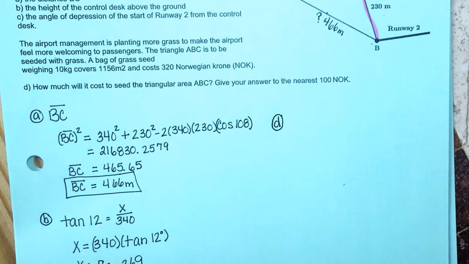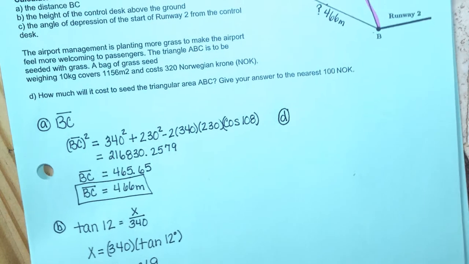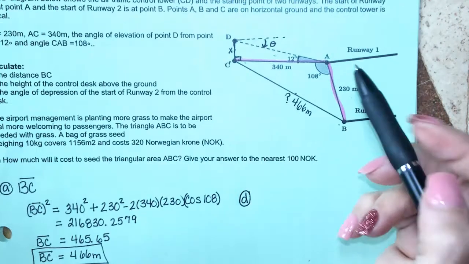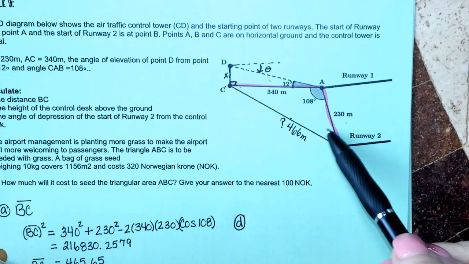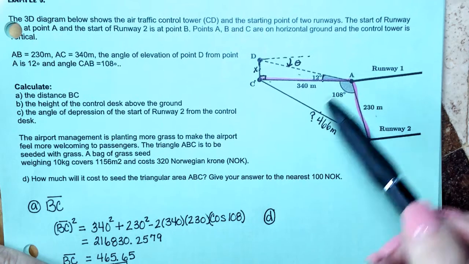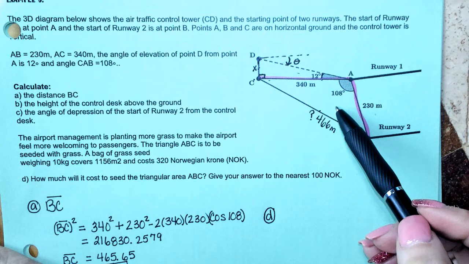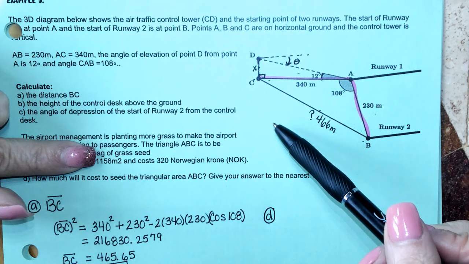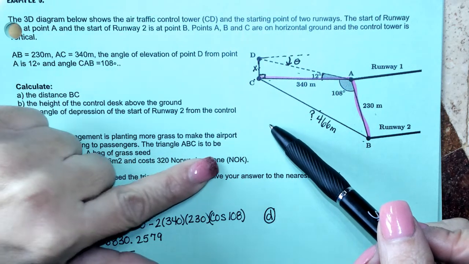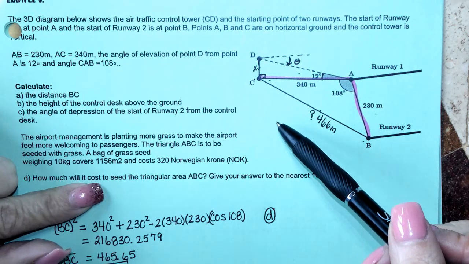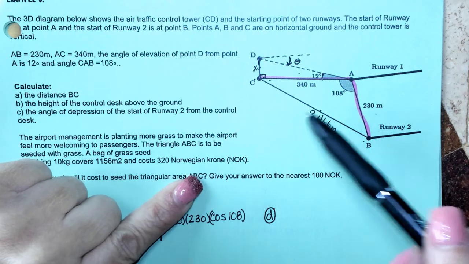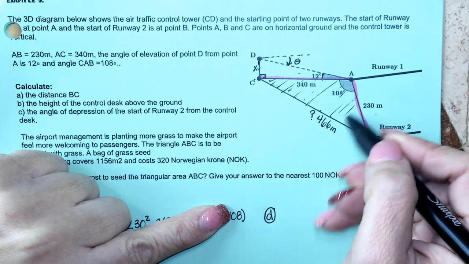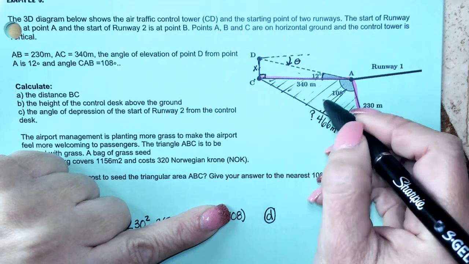Ooh. The airport management is planting more grass to make the airport feel more welcoming to passengers. Let's look at triangle ABC. So this area right here, they want to cover with grass. A bag of grass weighs 10 kilograms, and it covers this area. The cost is 320 Norwegian krone. How much will it cost to seed the triangle area ABC? So we need to make this grass, and we need to figure out how much it's going to cost us.